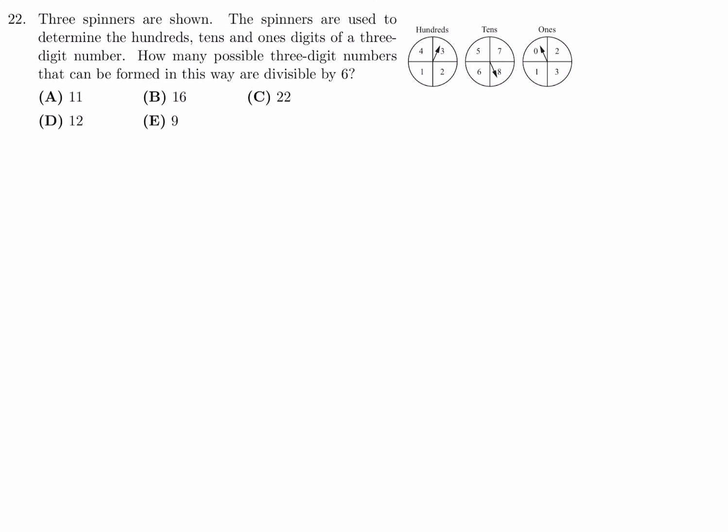Three spinners are shown. The spinners are used to determine the hundreds, tens, and ones digit of a 3-digit number. How many possible 3-digit numbers that can be formed in this way are divisible by 6?